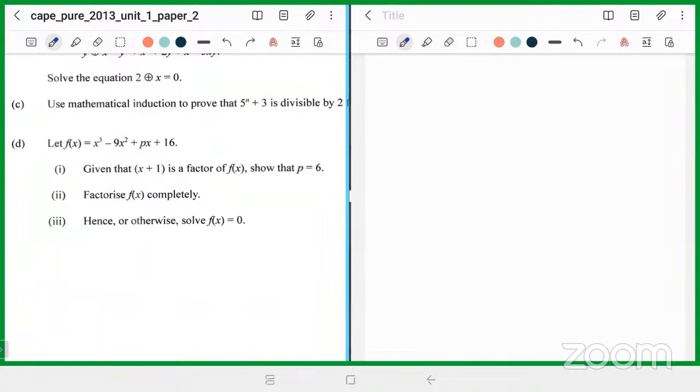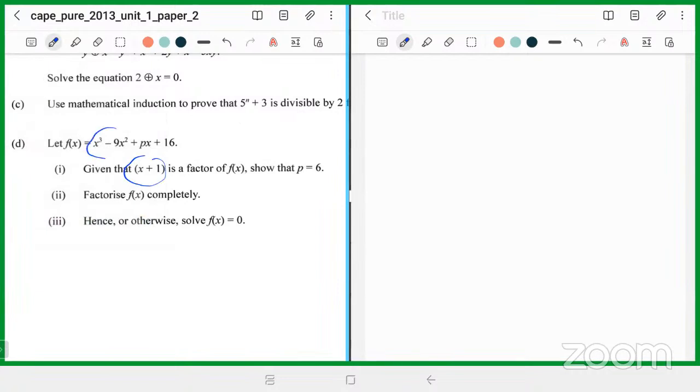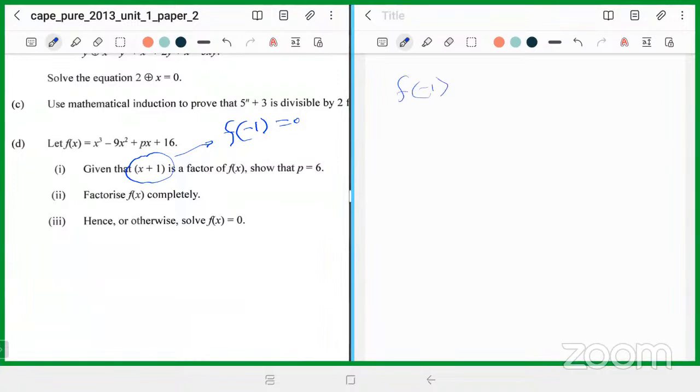So this one tells us that this is a factor of this f of x. Show that p equals 6. All that means is that f of minus 1 is equal to 0. That's what we're going to do. F of minus 1 equals 0 in this question. So when you plug minus 1 in here, we equate it to 0. So plug minus 1 here, it becomes negative 1. Plug minus 1 here becomes a positive 1. Positive 1 times the negative 9 gives me negative 9.